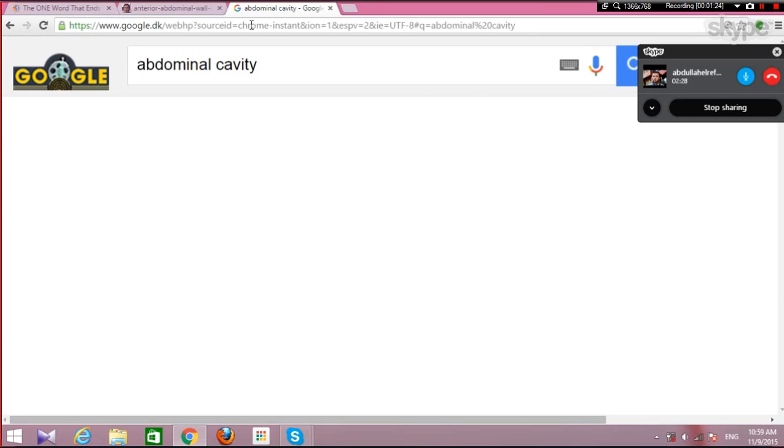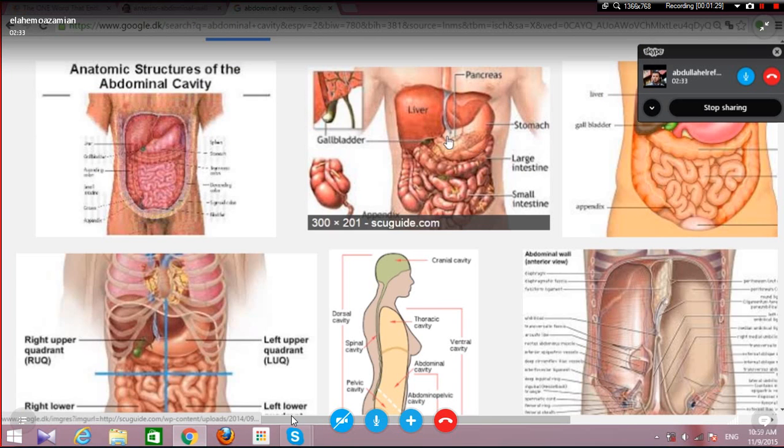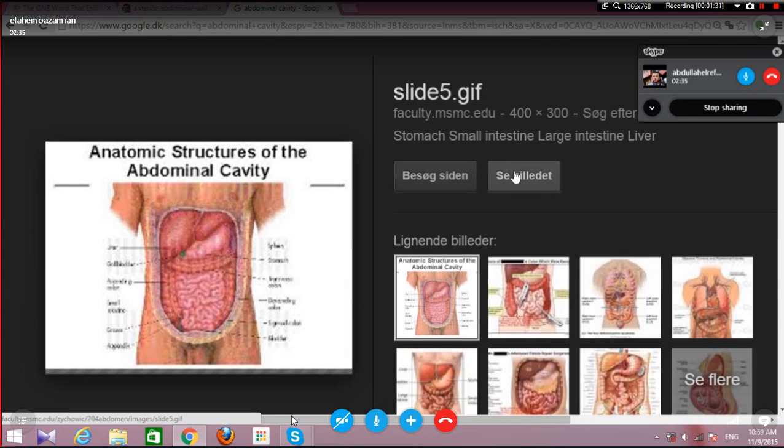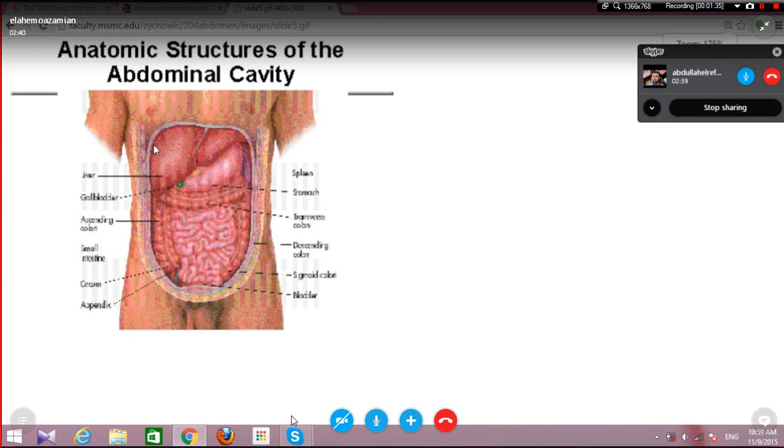If you look at the abdominal cavity, it is separated from thoracic cavity by diaphragm. So do you see here is abdominal cavity. It is separated from thoracic cavity by diaphragm, but there is nothing to separate abdominal and pelvic cavity. So abdominal cavity is continued to the pelvic cavity.